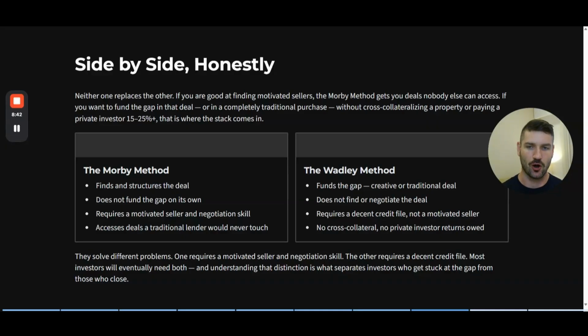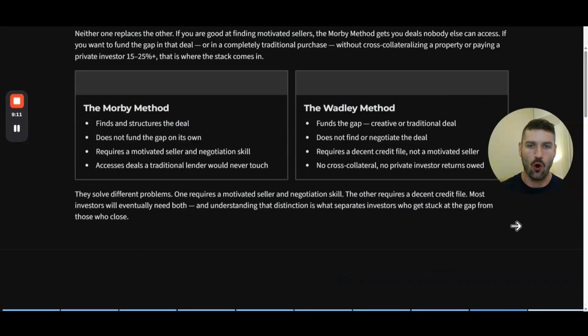They solve different problems. One requires a motivated seller and negotiation skill. The other requires a decent credit profile. We're starting at about 650 on the whole stack because debt consolidation can boost you into the 700s for round 2, 3, and onwards. Most investors will eventually need both, and understanding that distinction is what separates investors who get stuck at the gap from those who close and expand their capacity to not do one deal at a time, but get into 2, 3, 4.